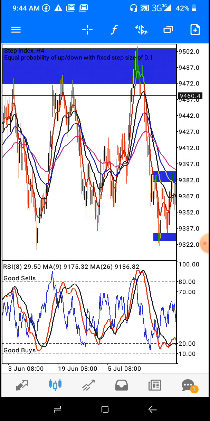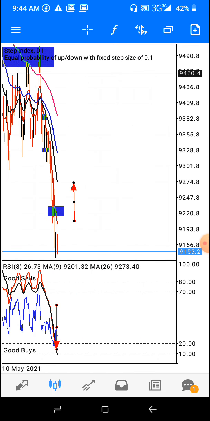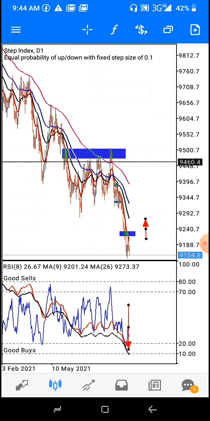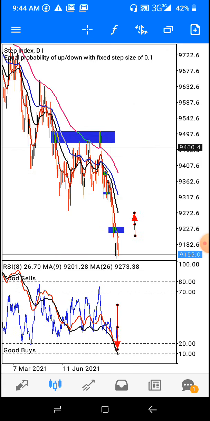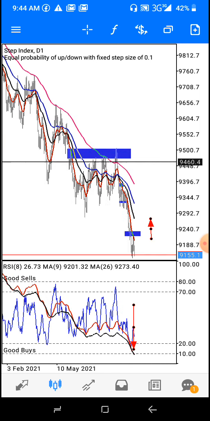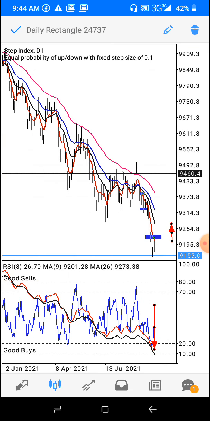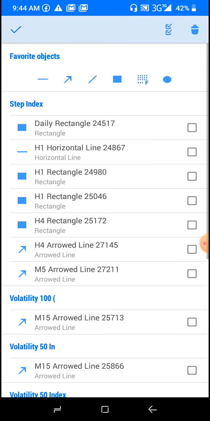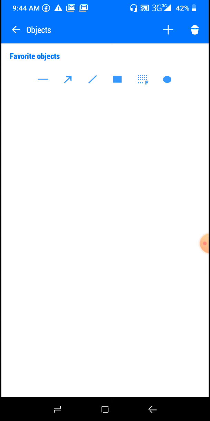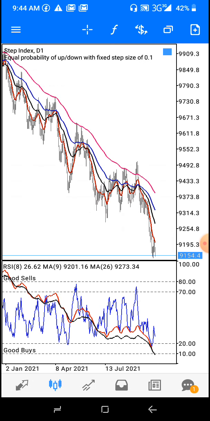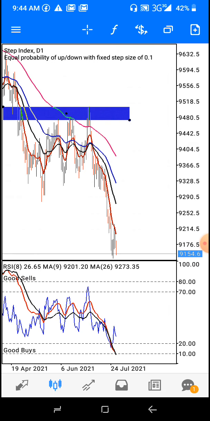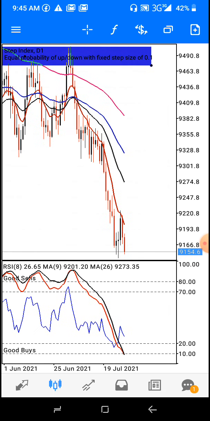Okay, so how I apply this strategy, the majority of the times that it works for me, is I plot my support and resistance levels, and I wait for the market to get to that level. Like in this particular case now on the Step Index, on the daily time frame, I have my resistance level, which is right above there.